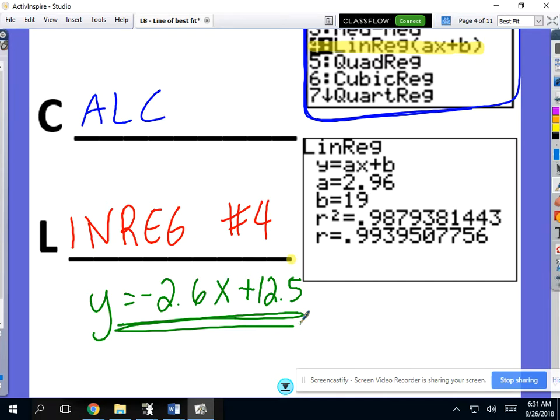Now, if you have a lot of decimals, round to the nearest 2 decimal places. I'll try to do an example with one of those later. But that's our line of best fit.